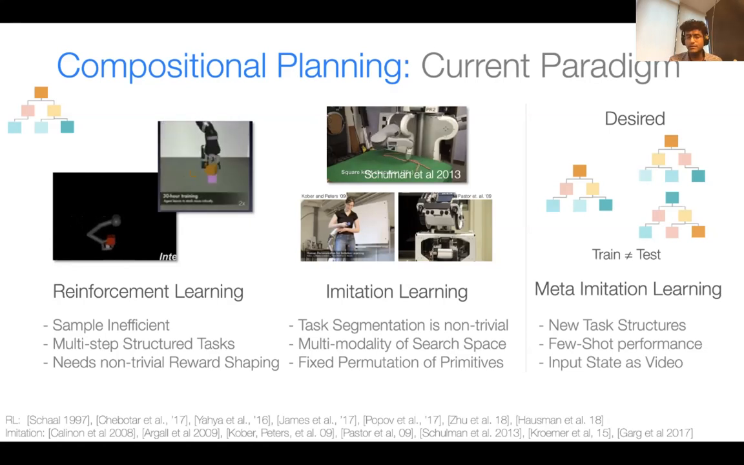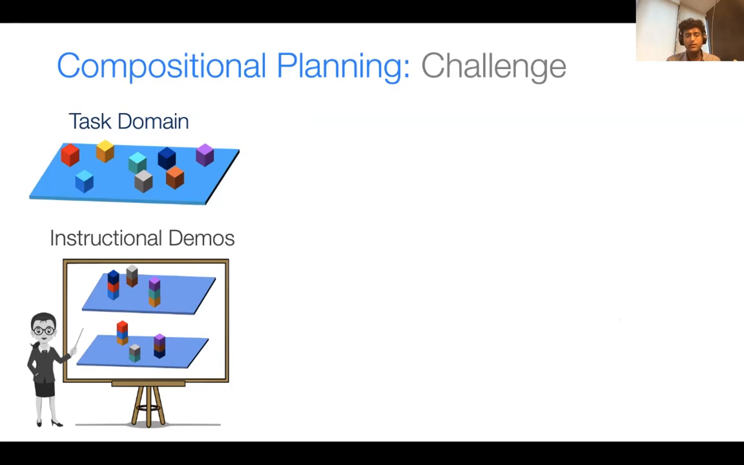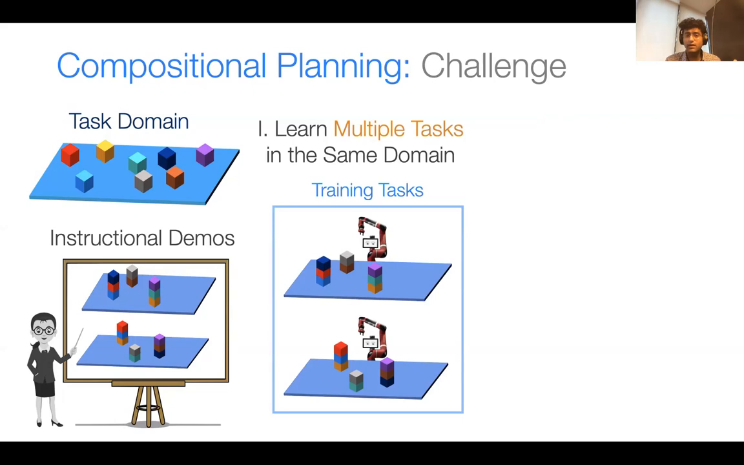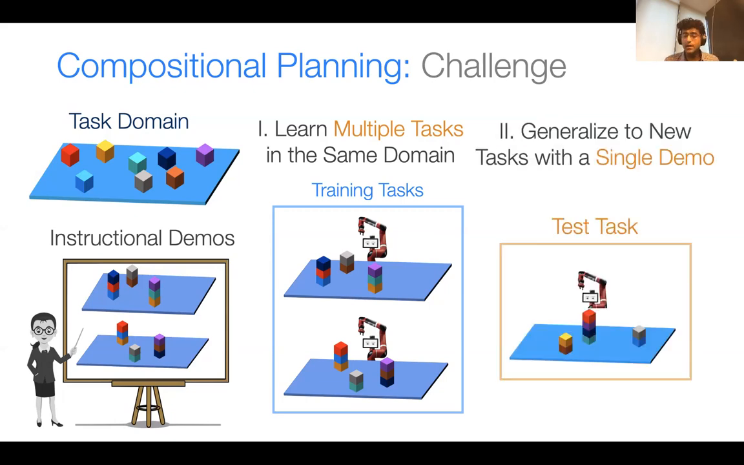Let me explain what I mean by this. Let's take a very simple domain. Let's assume that the task domain is this simple block world, and every task is a permutation of blocks. So some instructional demos can be given to you such that each of them achieve a certain permutation. And during training, the task is to learn to perform these tasks through demonstration. And at test time, what we will do is we will specify a particular task with a single demonstration. It can be video or just the goal specification of the final state. And we want the agent to come up with a policy that can perform this task in closed loop.